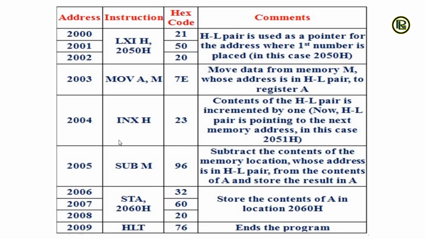It's similar to what I explained during addition. There is only one difference. This SUB M, it was earlier ADD M, now it is SUB. SUB means subtract the contents of the memory location whose address is in HL pair from the contents of A and storing the result in A. Rest of the things are similar to as I showed you during the addition of two numbers. Now let's go to the trainer board to write the program, execute the program, and show the result.